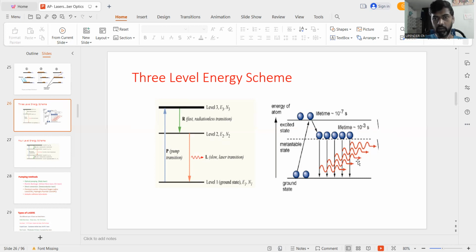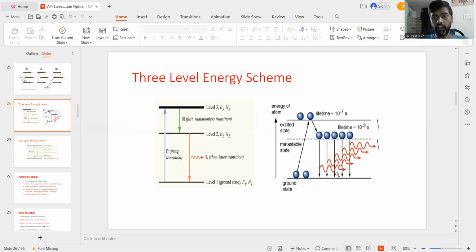And this stimulated emission process in the three-level energy scheme gives a pulsating laser beam, rather than a continuous laser beam. We get a pulsating laser beam because getting the population inversion requires some time. The atoms have to go to the excited state, and then from the excited state to the metastable state, where the atoms have to accumulate.